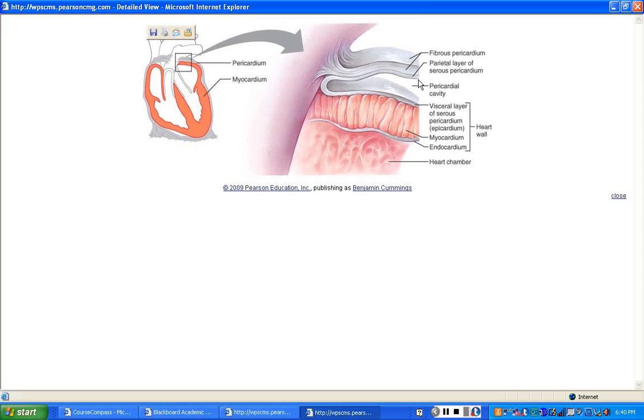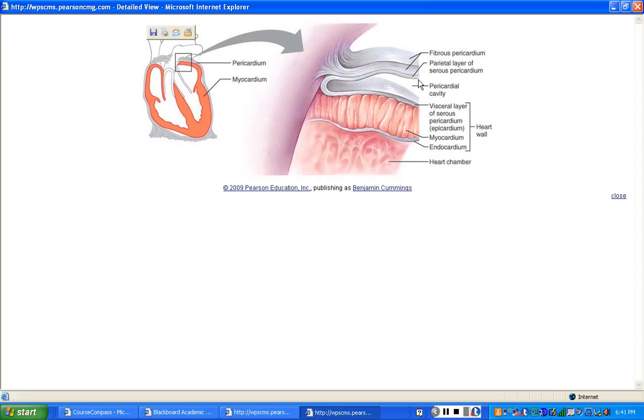Since this is the sac of the heart, what word do you think they put on there? Visceral and parietal pericardium. So the visceral pericardium and the parietal pericardium. Do you see them labeled in your book? Same picture. Then you should notice the visceral pericardium has two names, doesn't it? What is the other name for it? The epi. So the epicardium is also called the visceral layer of the pericardium.